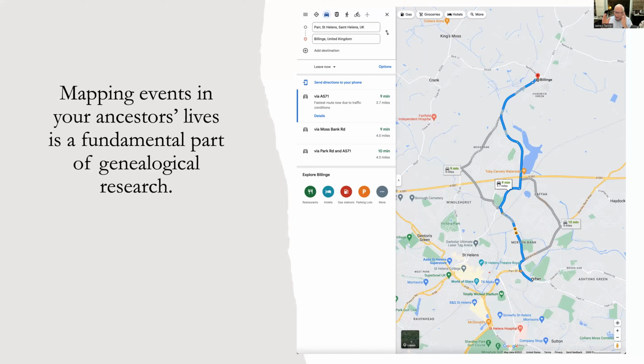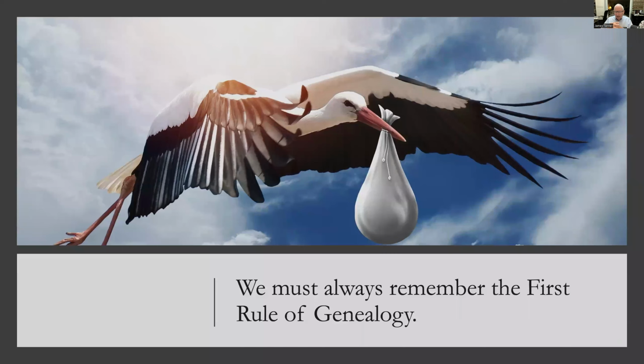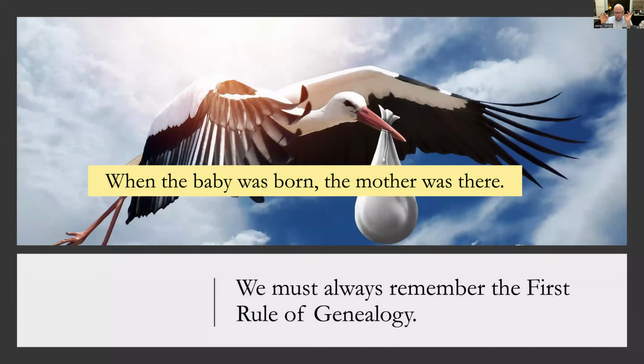And so with that fundamental concept of how genealogy is organized, we move into the very first rule of genealogy, and that is that when the baby was born, the mother was there. Now, this may seem a little bit off the wall, but if you think about it for even a second, you'll realize that it's a physical reality. Babies were born, and the mother had to be physically present when that baby was born.